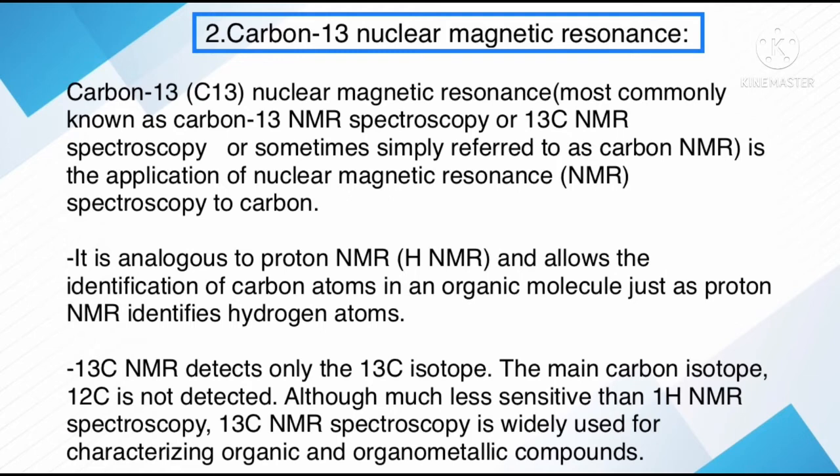Carbon-13 NMR detects only the carbon-13 isotope. The main carbon isotope, carbon-12, is not detected. Although much less sensitive than hydrogen-1 NMR spectroscopy, carbon-13 NMR spectroscopy is widely used for characterizing organic and organometallic compounds.